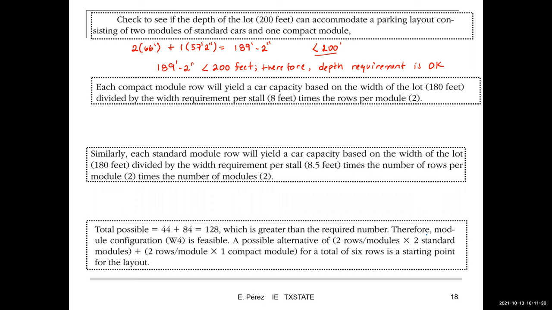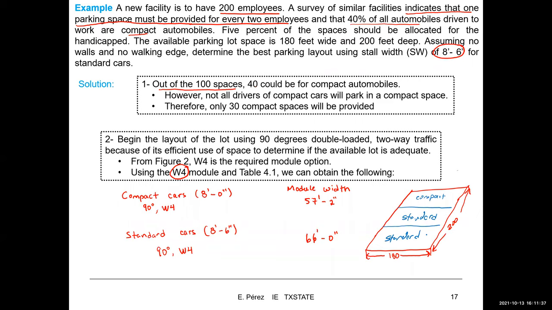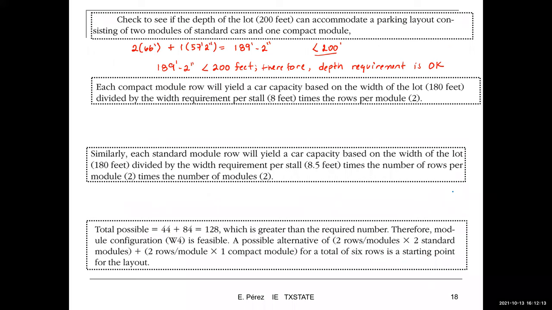So basically what we are saying is we are designing for compact cars, as we stated here, with this width of 8 feet, and we have a lot width of 180, and we're gonna have two lanes or two rows of parking spaces. So we're talking about compact here. We are gonna be able to park on this side and also on this side. So those are the two lanes. Each compact module will have these two rows of parking spaces, and we are gonna compute the capacity based on these dimensions.